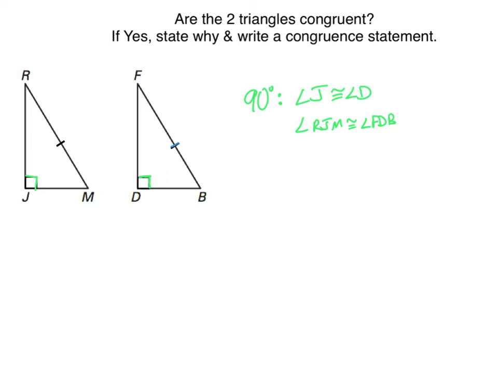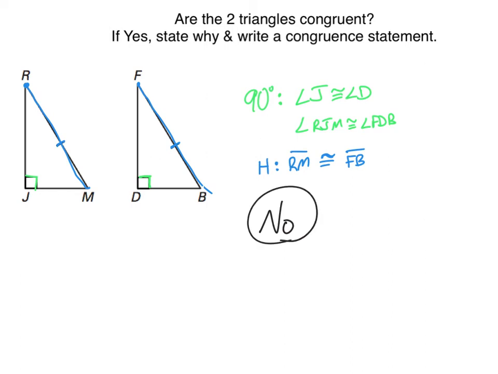I then have this segment and this segment congruent, and that would be the hypotenuse of both triangles actually. So I'd say RM. Notice I went from over here at the top down. I went from above the 90-degree angle down to it. Is congruent to, and I would say the same thing here. It'd have to be FB because I went from above the 90-degree angle down to it. And at this point, there is no other known information. I would need another side to figure out congruence here, so I can simply say that these two triangles are not congruent, so no is my answer.